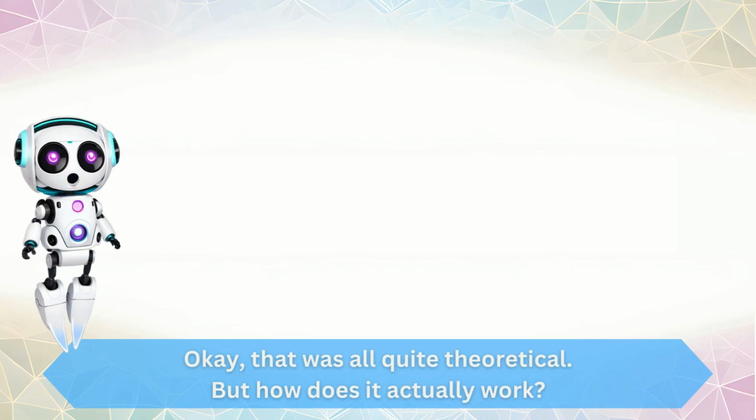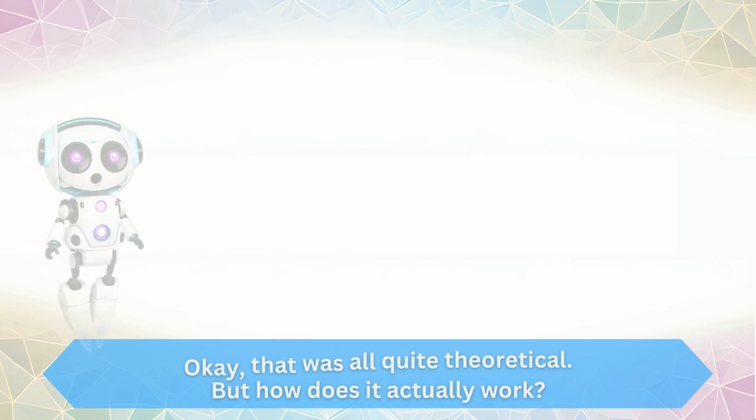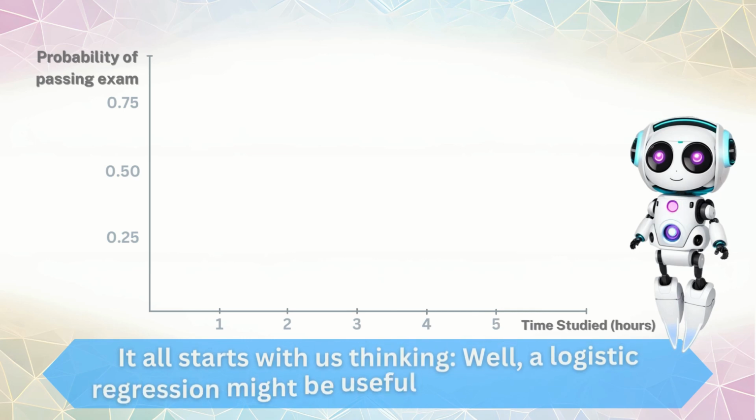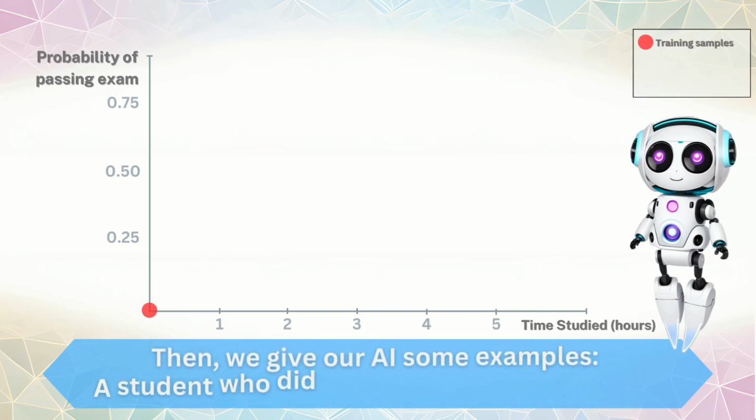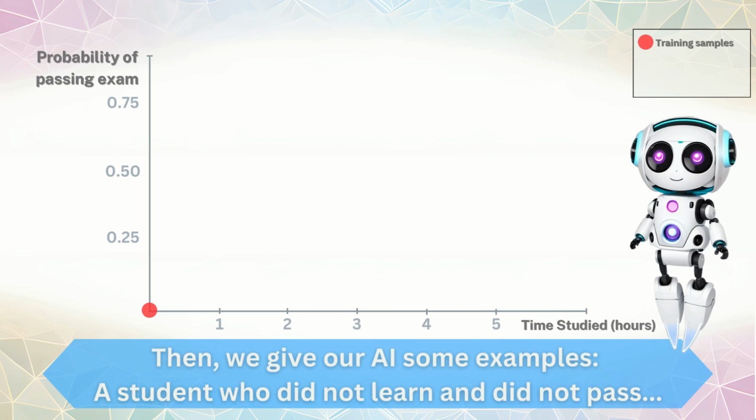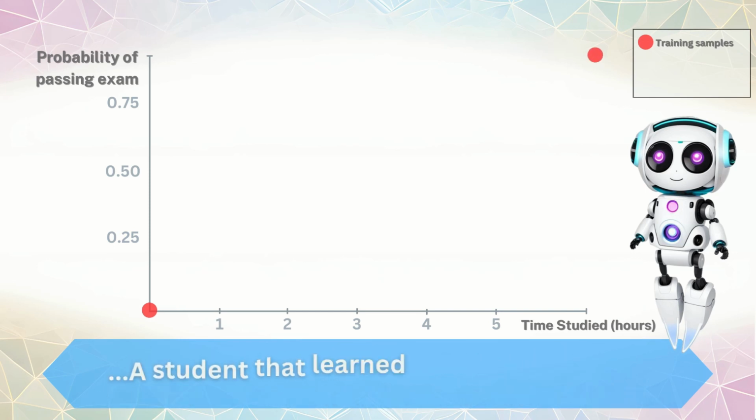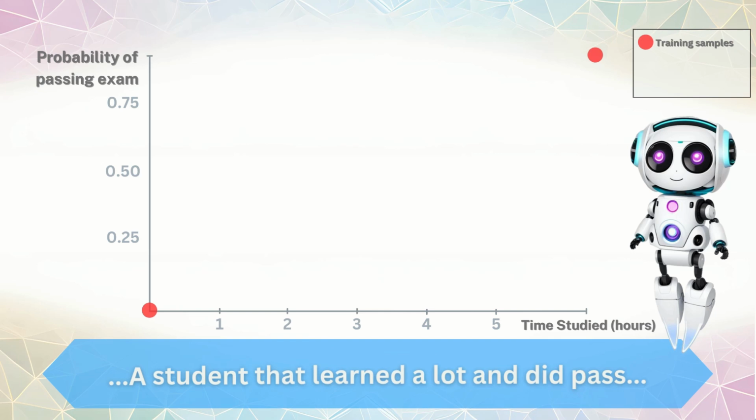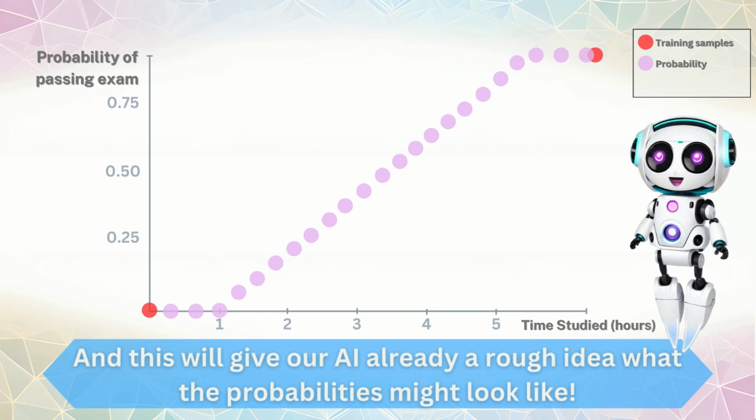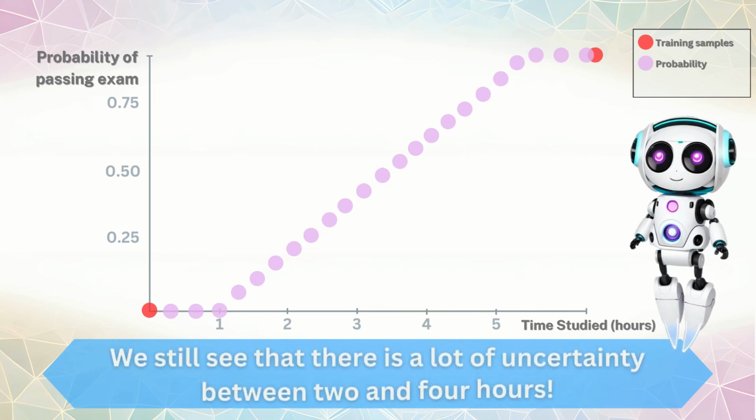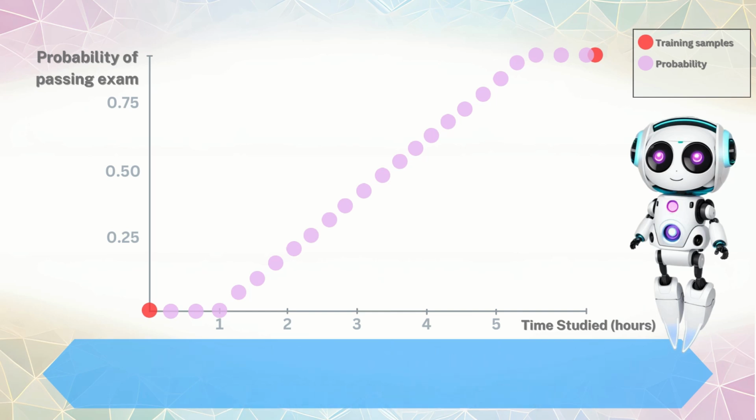Alright, that was all quite theoretical, but how does it actually work? It all starts with us thinking, well, a logistic regression might be useful here. Let's try it out. Then we give our AI some examples. A student who did not learn and did not pass. A student that learned a lot and did pass. And this will give our AI already a rough idea what the probabilities might look like. We still see that there's a lot of uncertainty between 2 and 4 hours. So let's quickly move on.